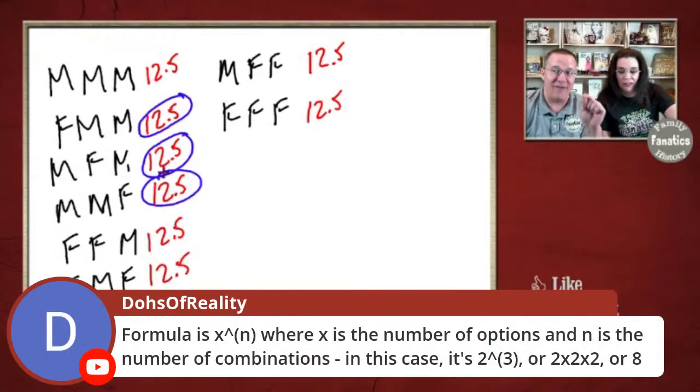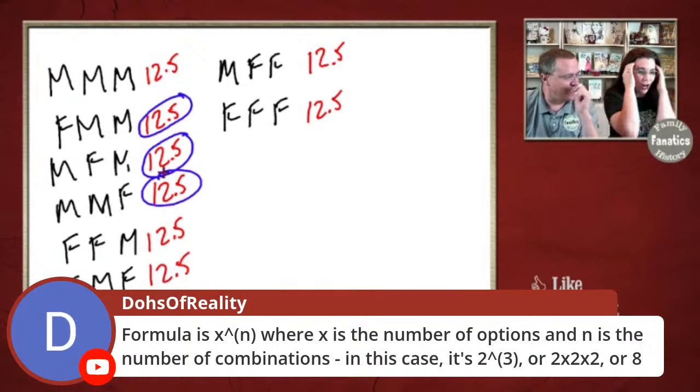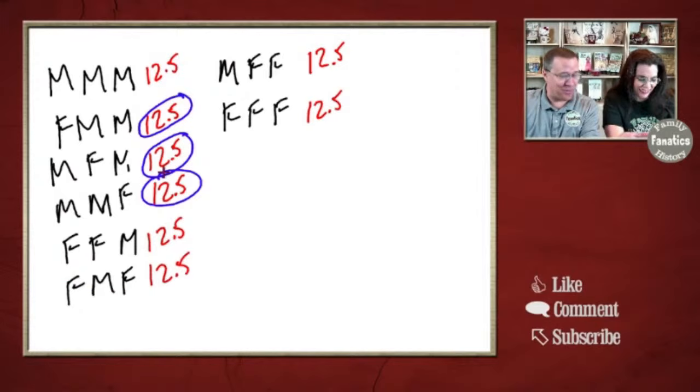It's 37.5%. Someone is a smarty pants in the chat. Yes, they put formulas. They're hurting my brain. Yeah, that's why it's math. Dose of reality. Thank you.